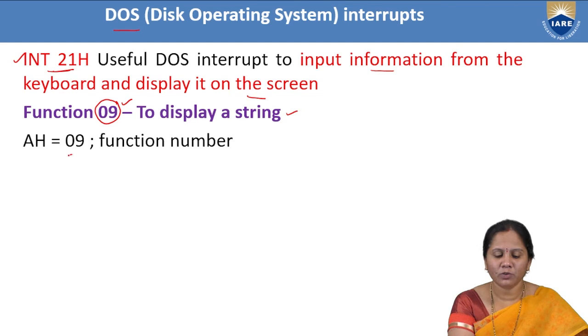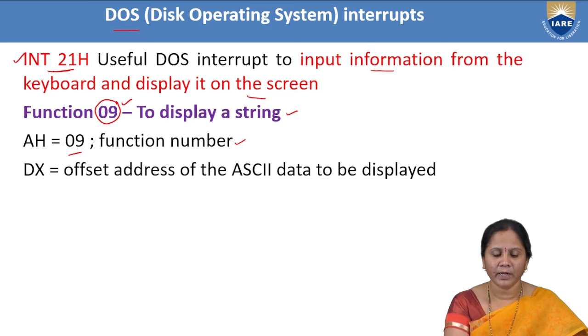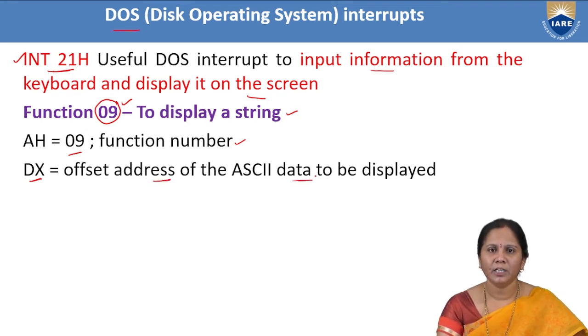So here AH should be loaded with 09. This 09 is a function number. And the value you load into the DX register, which is a 16-bit register, so you have to load a 16-bit value, represents the offset address of the ASCII data that should be displayed. That means whatever input character we give will be converted into an ASCII value.